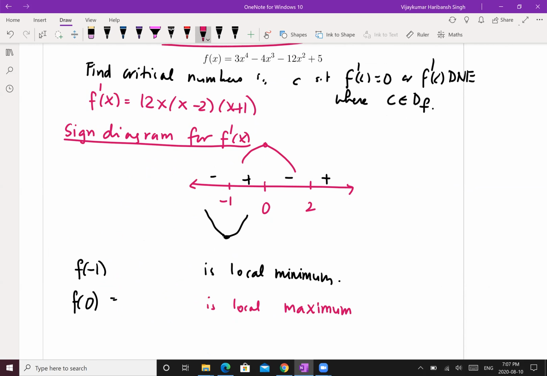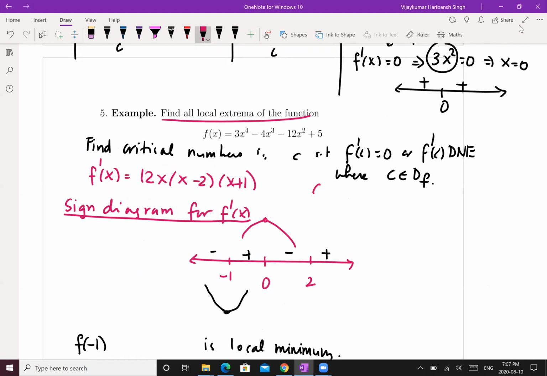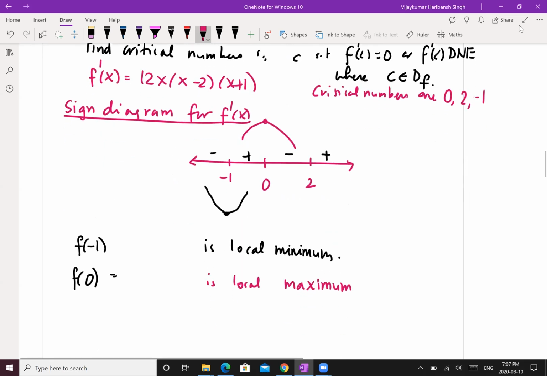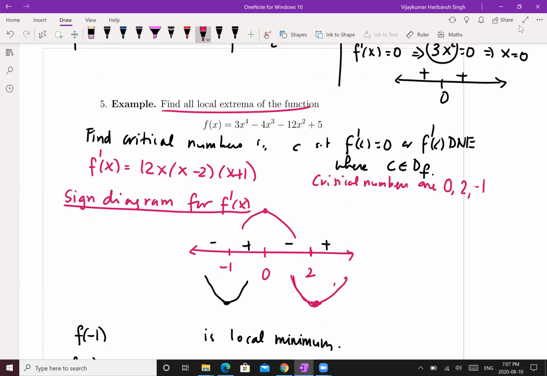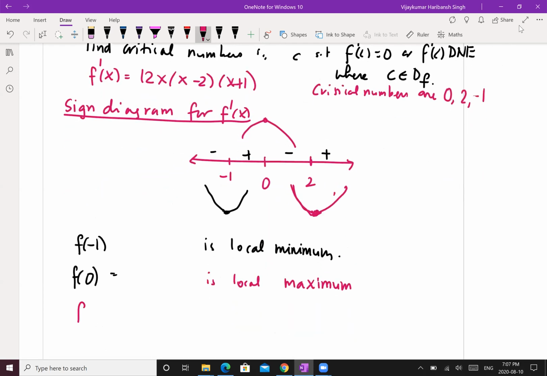Now comes the third critical point. The critical numbers here are 0, 2, -1. So what about f of 2? At f of 2, before 2 the function was decreasing, after 2 the function was increasing, or the sign of the derivative changed from negative to positive. You don't need to memorize it. When you draw it, you can clearly see that f of 2 is a local minimum.